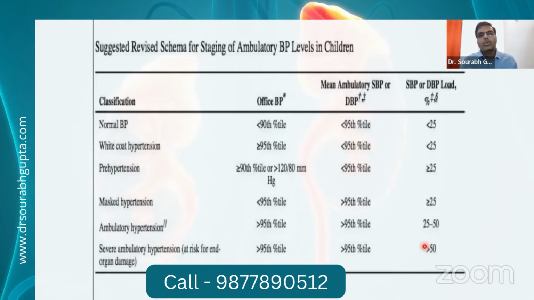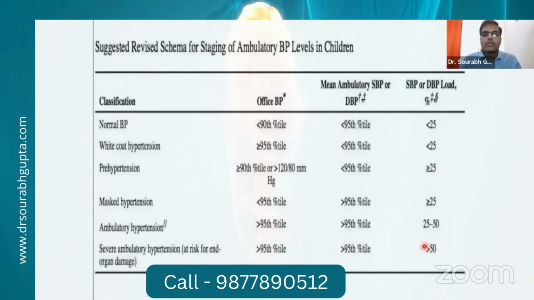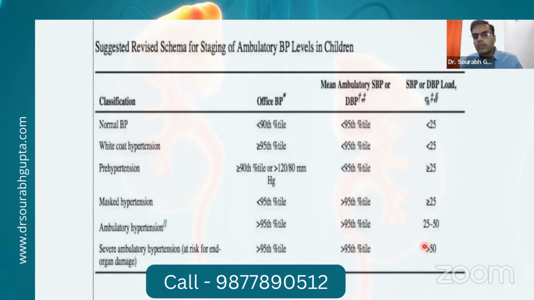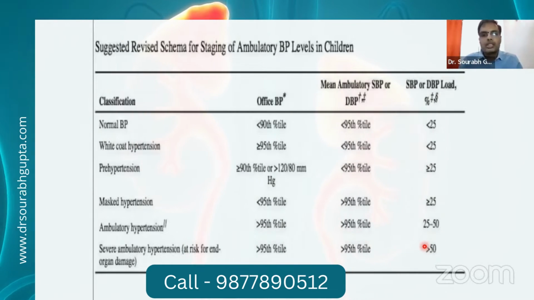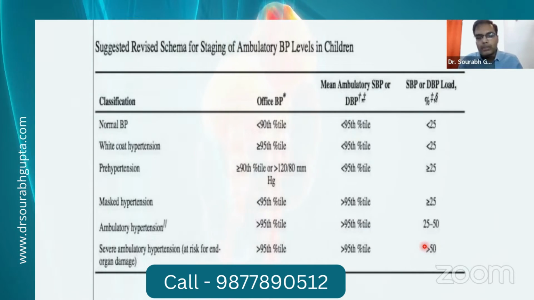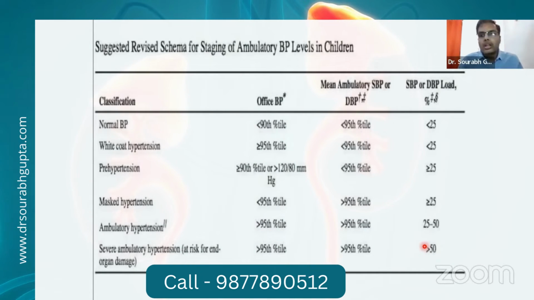So how will you then know what exactly a patient is having? If office BP is normal, you are suspecting masked hypertension. If ABPM is also normal, that is, all mean BP is between the 5th and 95th centile and the load is also less than 25%, then you know this is normal.